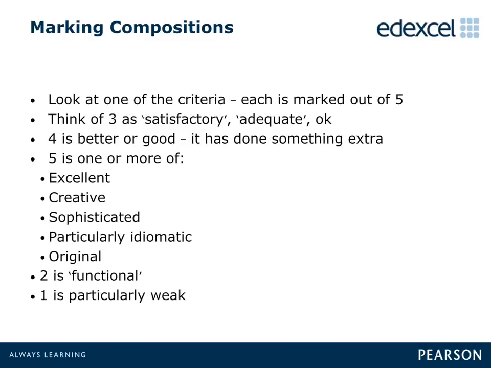If you start by assuming a criterion scores 3 and then move up or down if you are particularly impressed or dissatisfied, then you will be closer to an accurate mark than starting at 1 and working up, or starting at 5 and working down. The word functional, used to describe a mark of 2, means that the composition does approximately what it is supposed to in that area, but is either very basic in how it achieves it, or it has some awkward moments, or it is just there to make up the numbers.